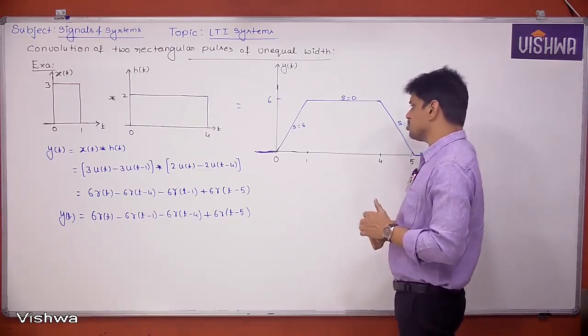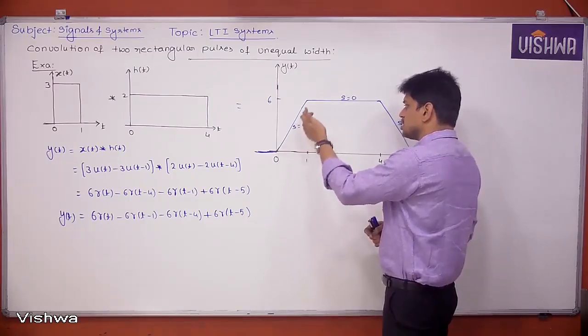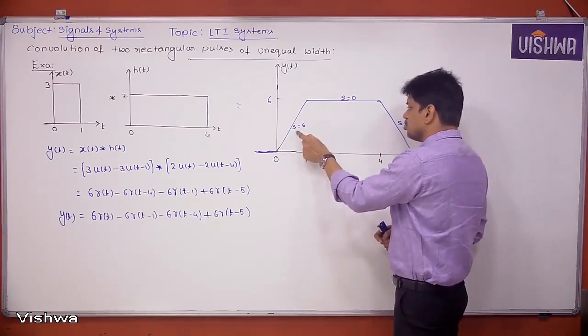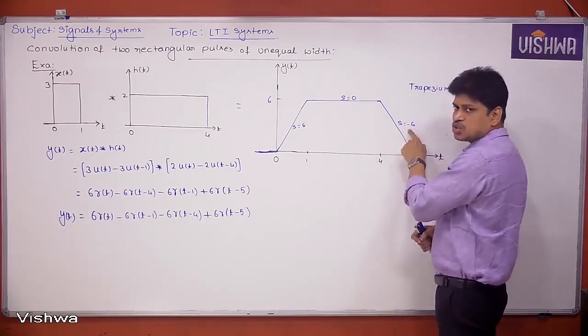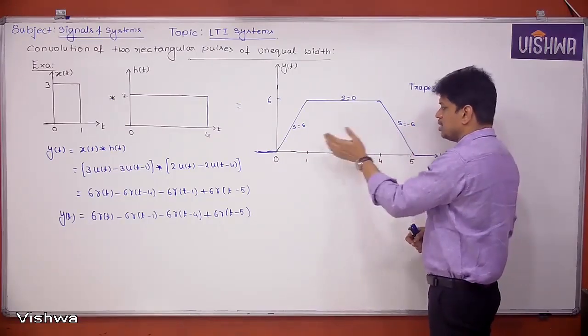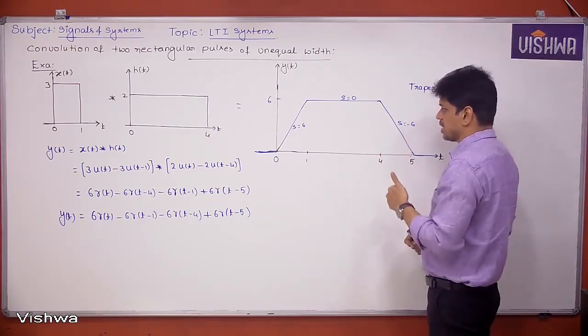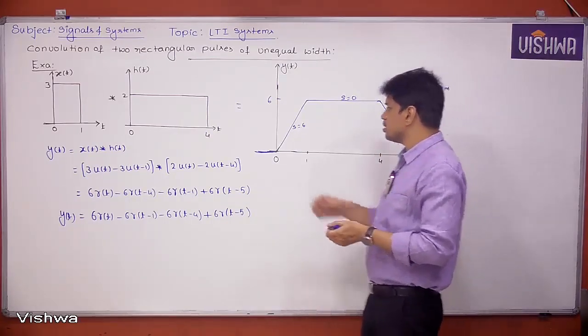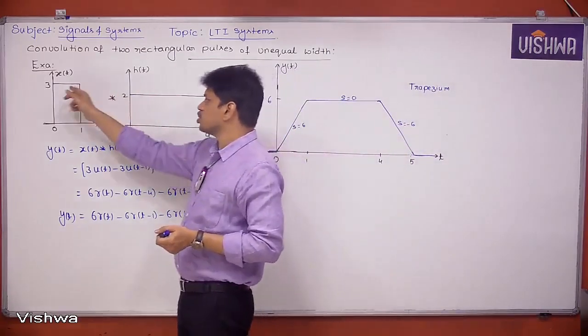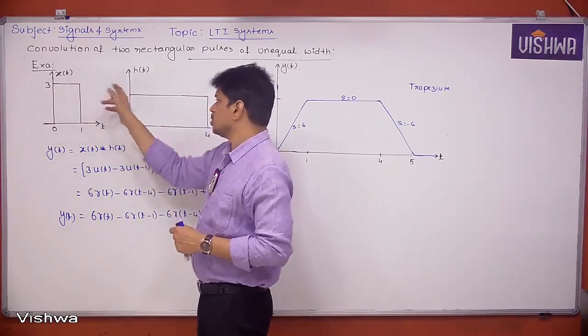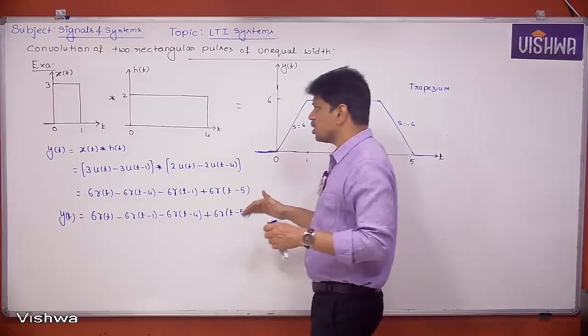Next, if you observe carefully, this is called the rising edge, this is called the falling edge. The rising edge has a slope equal to 6, and the falling edge has a slope equal to minus 6. I can say the rising edge and falling edge have equal slope but with opposite sign. And if you observe carefully, this slope is given by the multiplication of the amplitudes. So 3 into 2, that is nothing but 6. So that point is also clear.